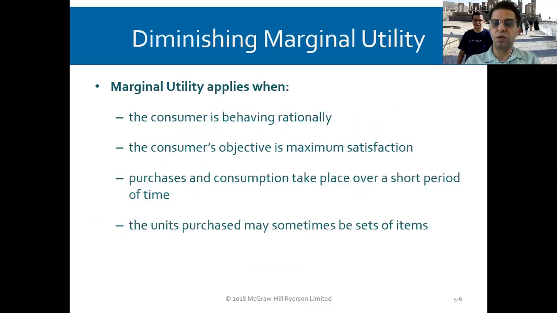Now the marginal utility applies when the consumer is behaving rationally, not just eating for eating. The consumer's objective is maximum satisfaction. The purchase and the consumption take place over a short period of time, and the unit purchased may sometimes be a set of items.